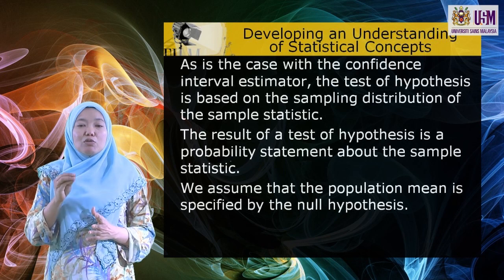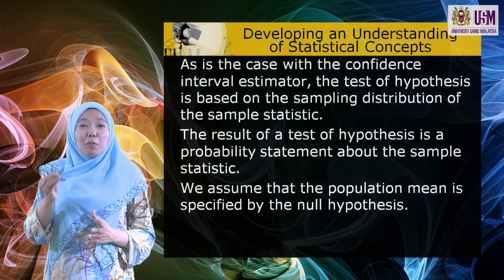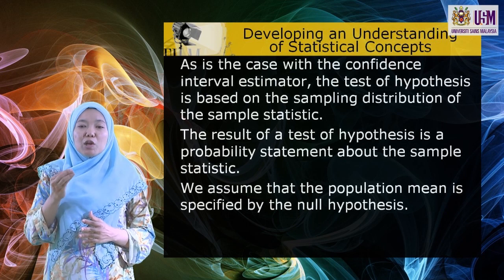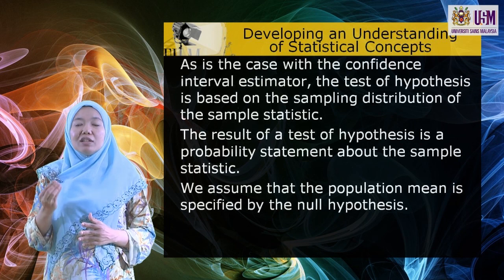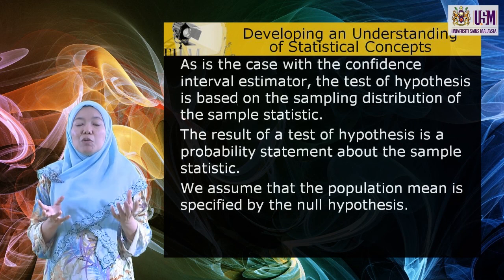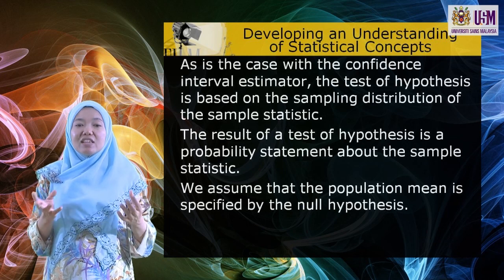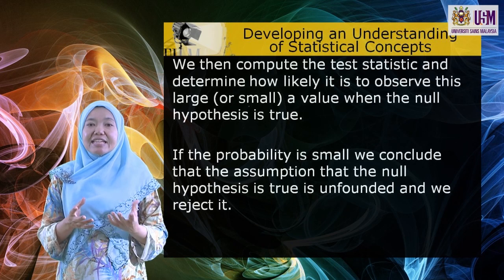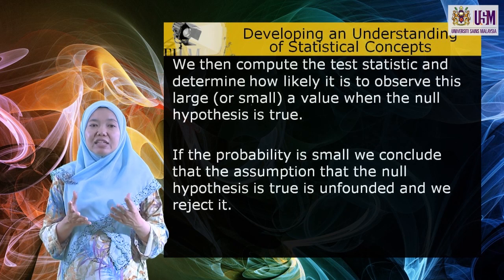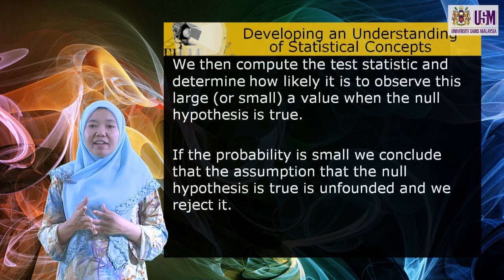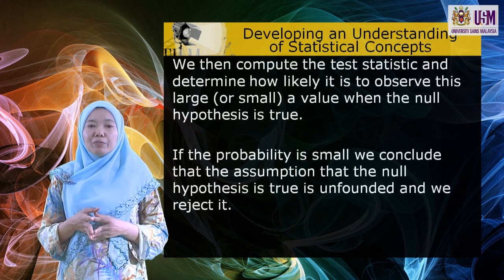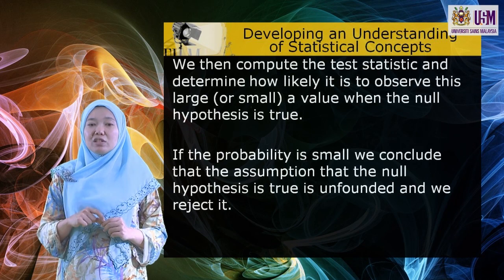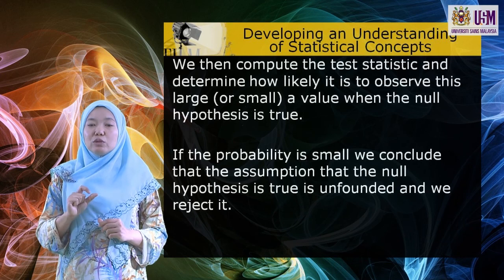So remember when we discussed inferential statistics, hypothesis testing is part of it. You make a probability statement about the population parameter based on the sample statistic. So here we assume that the population mean is specified by the null hypothesis. We then compute the test statistic and determine how likely it is to observe this large or this small a value when the null hypothesis is true. If the probability is small, we conclude that the assumption that the null hypothesis is true is unfounded and we reject it.